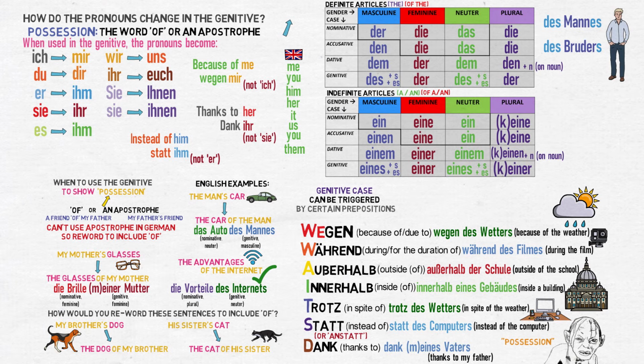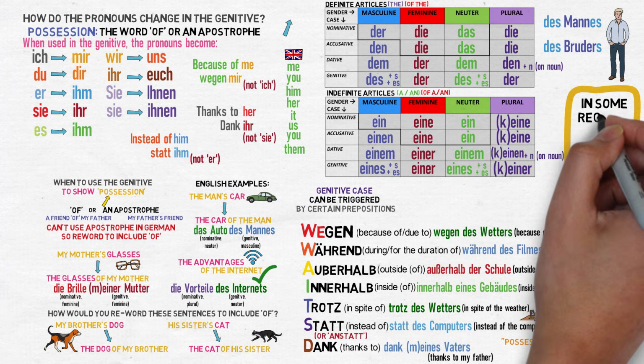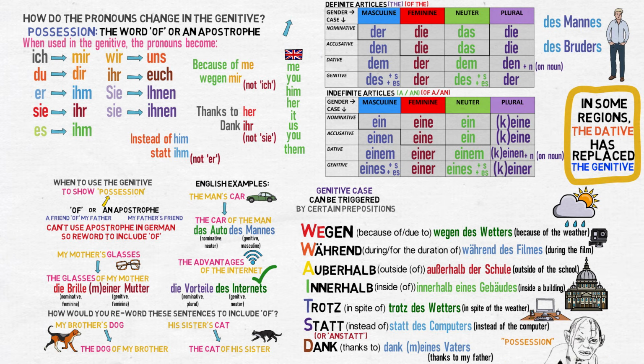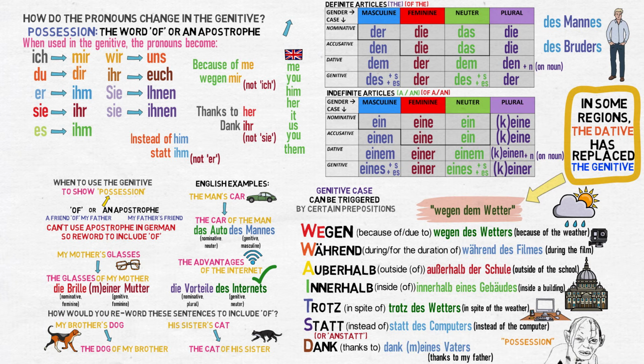So, that's a brief summary of the genitive case. It's considered to be a difficult case, but I don't think it's as hard as the dative case, and it has the added bonus of sounding very impressive to native German speakers. Do note, though, that in some regions of the German-speaking world, the dative case has replaced the genitive case, and while people will still understand the genitive, you might hear things like wegen dem Wetter, rather than wegen des Wetters, to mean because of the weather.